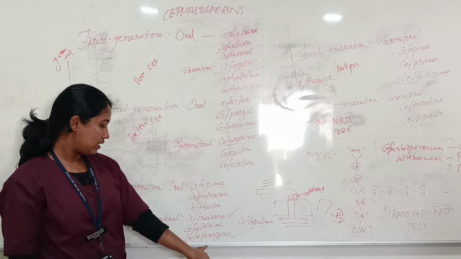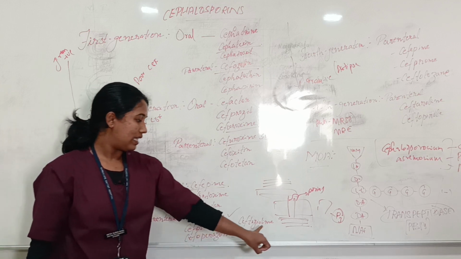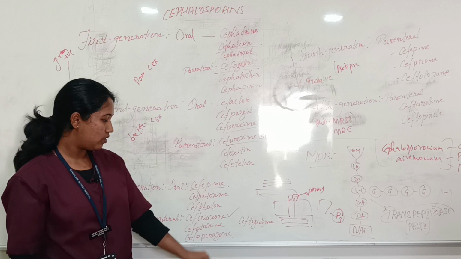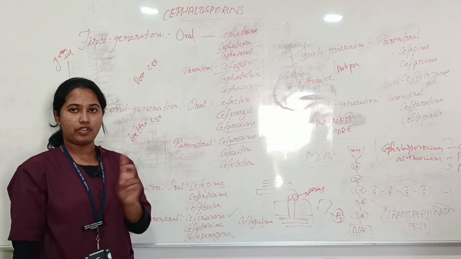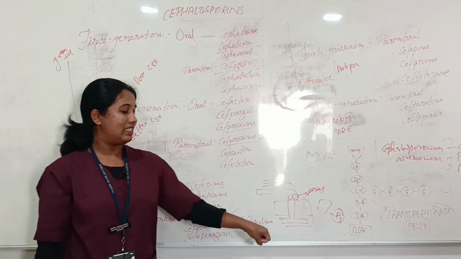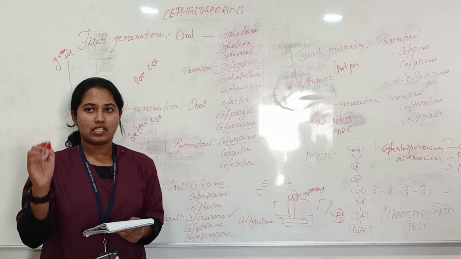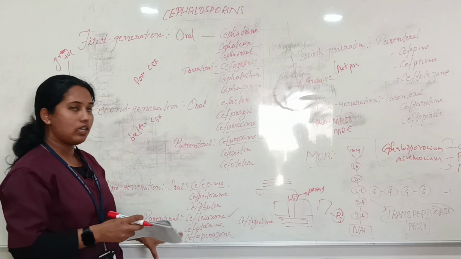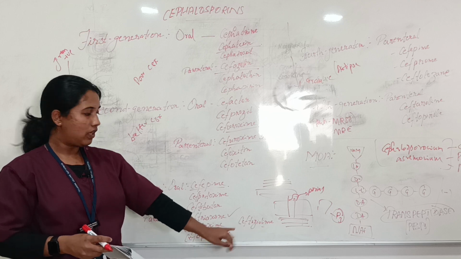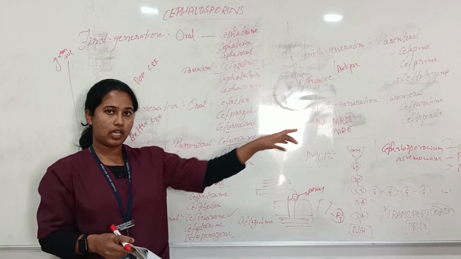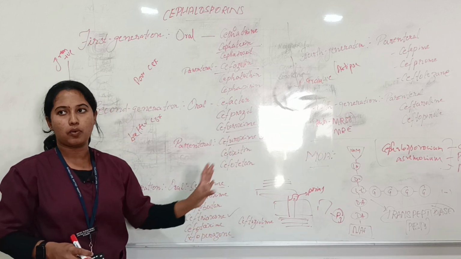Cefotaxime every 8 hours. Cefoperazone again 12 hours. And ceftazidime every 8 hours. Okay. So, ceftriaxone and cefoperazone every 12 hours. Cefotaxime and ceftazidime every 8 hours. Okay. So that is about third generation, okay? More towards gram-negative. Only ceftazidime is having activity against Pseudomonas and ceftriaxone is having activity against both, okay?